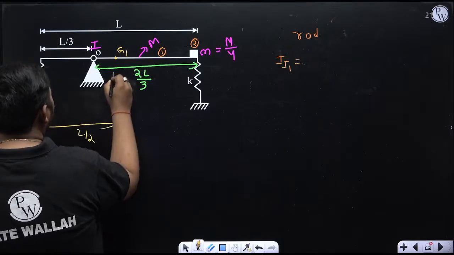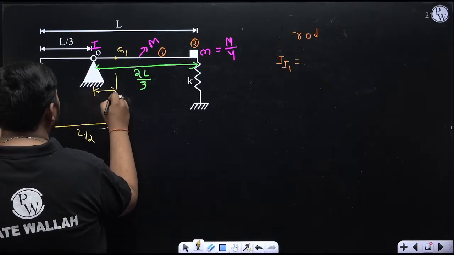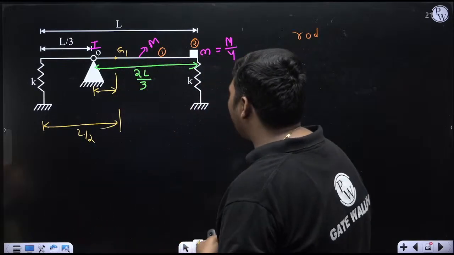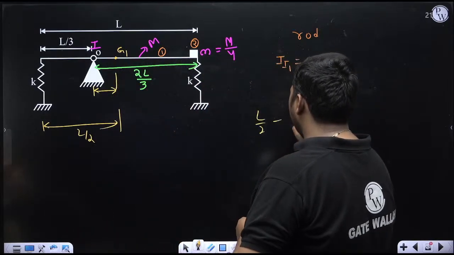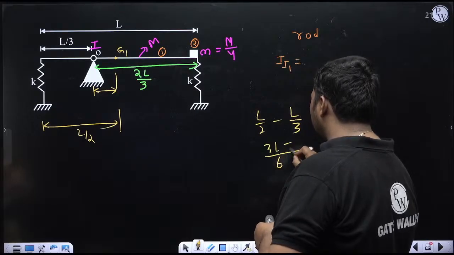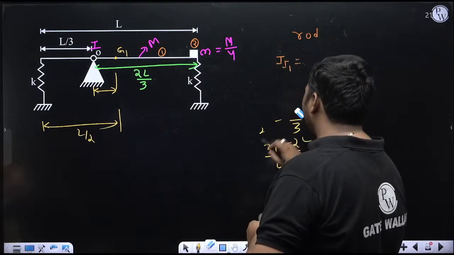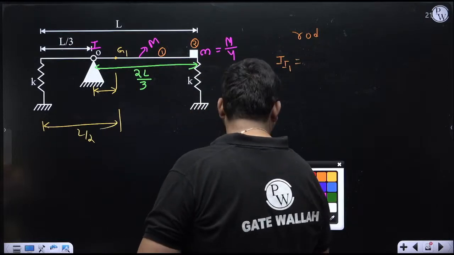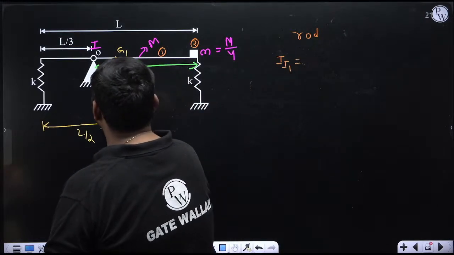Now if it is L by 2, what about this distance? It will be L by 2 minus L by 3. LCM is 6. 3L minus 2L over 6, so it is L by 6. Calculation is your part, I'm not going too much into calculation. So this distance is L by 6.